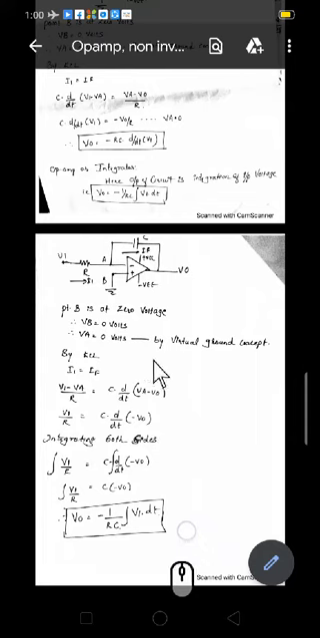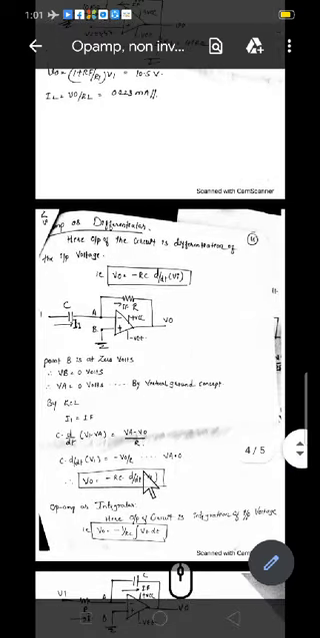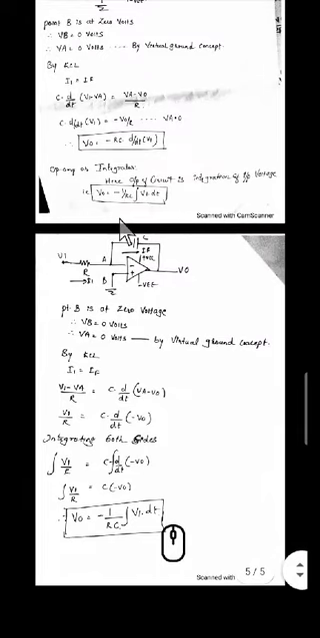So for op amp as an integrator circuit, you should show the output voltage is the integration of the input voltage. And for a differentiator circuit, you should show the output voltage is the differentiation of the input voltage. Output voltage as differentiation of the input voltage is a differentiator. Output voltage as integration of the input voltage is an integrator, which is shown here.